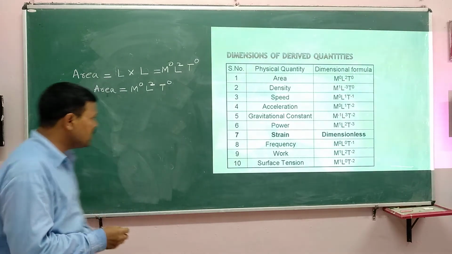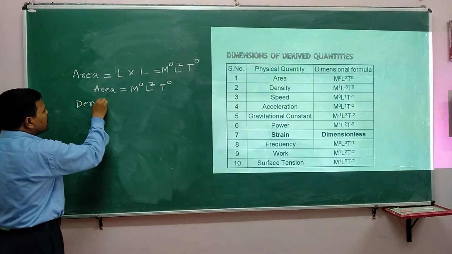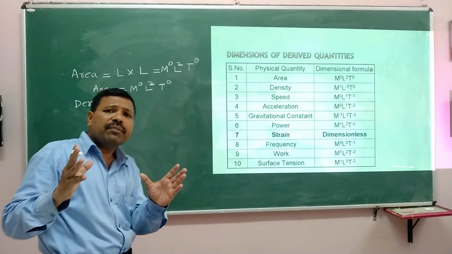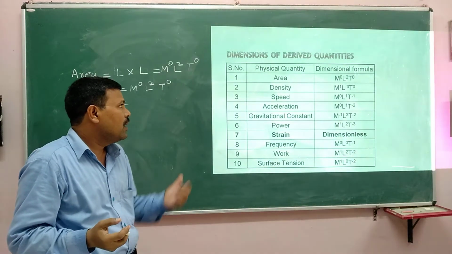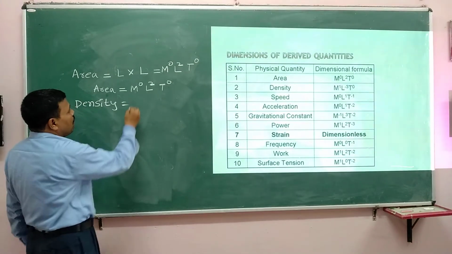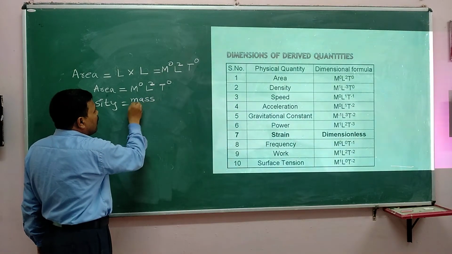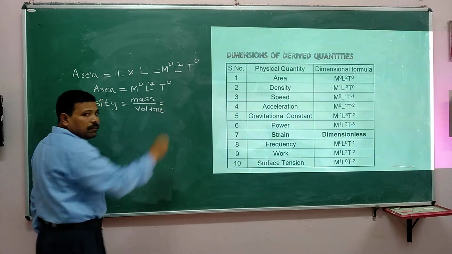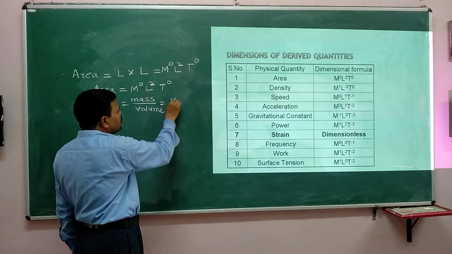For example, density. While writing the dimensional formula of a physical quantity, we have to refer either to its SI units or its definition. Okay, what is density? We know that density is equal to mass by volume. Density is equal to mass by volume. Mass, one time, I write M raised to 1.